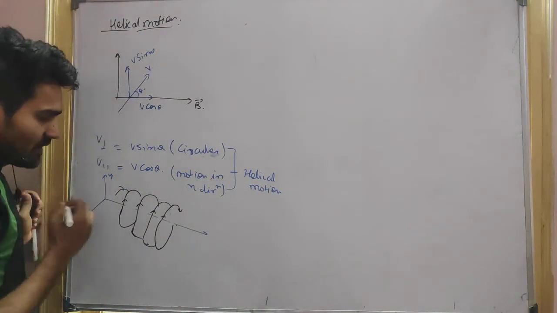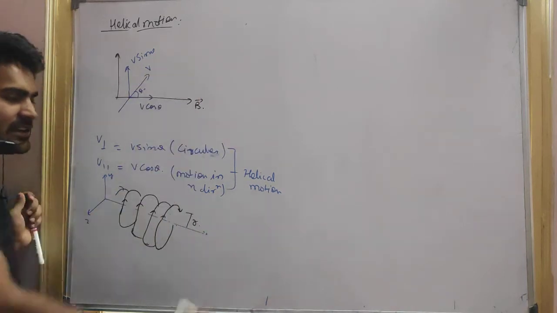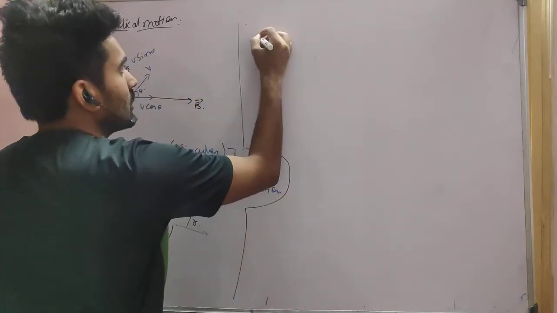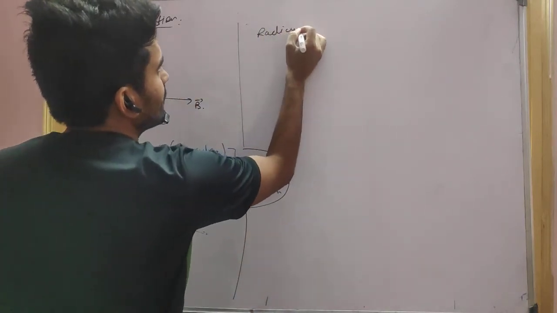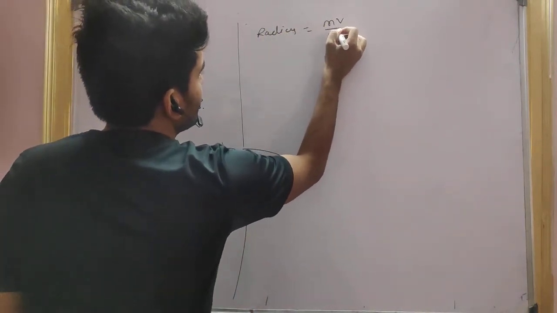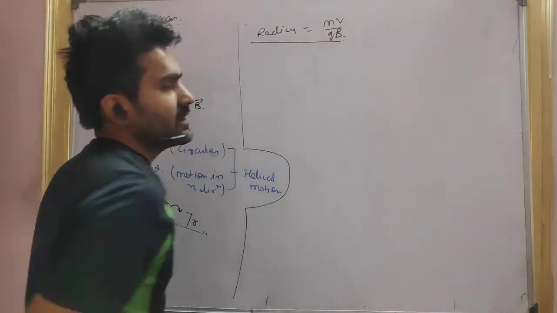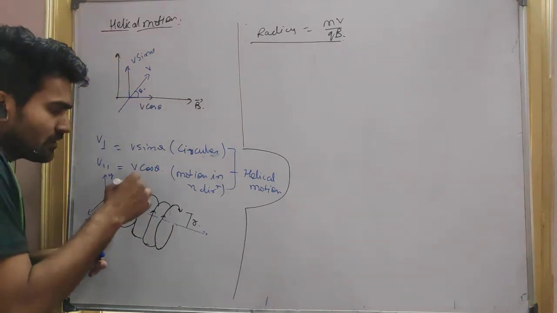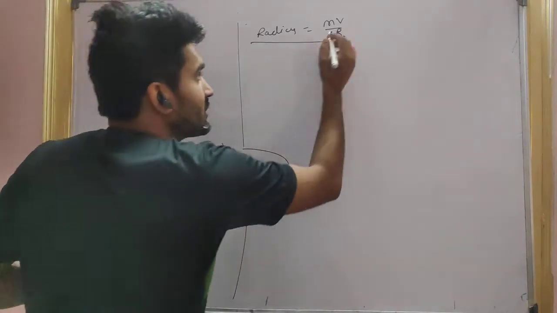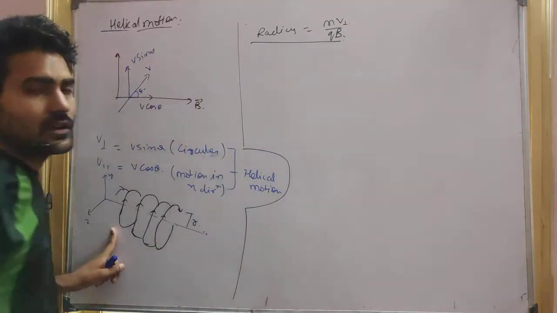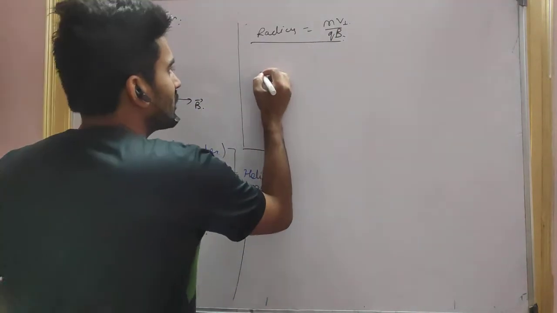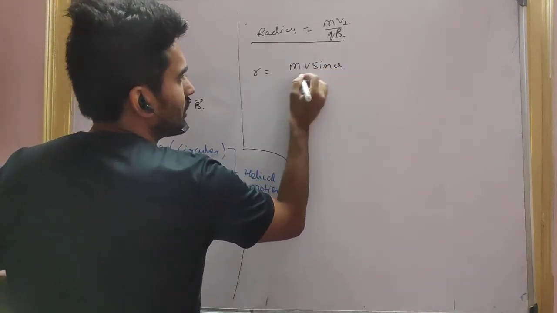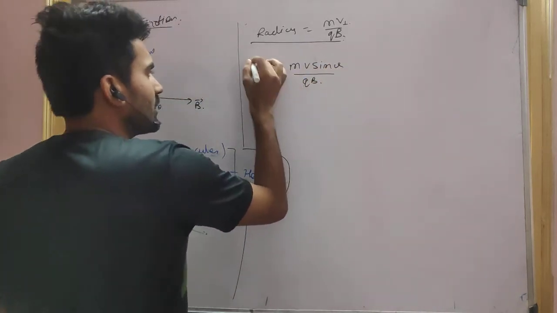So can you tell me what will be the radius of the helical path? The radius will be the same. Why so? Because there is some velocity in the perpendicular direction. So instead of this we will write here P perpendicular. So R here will be mv sine theta by qB, right?